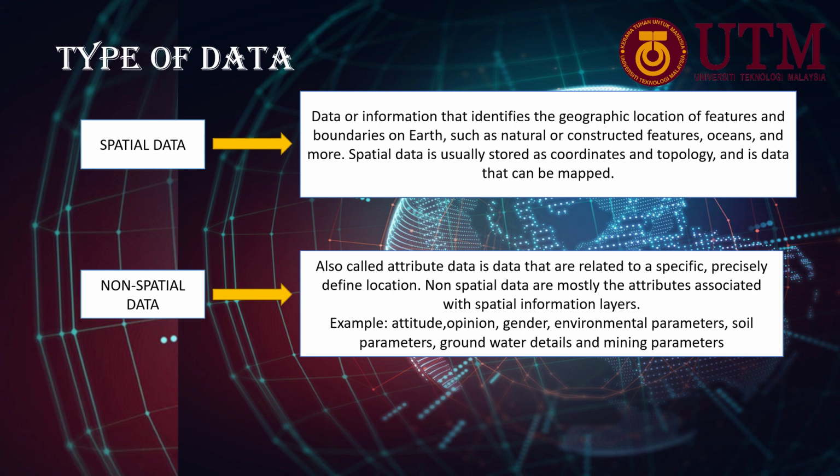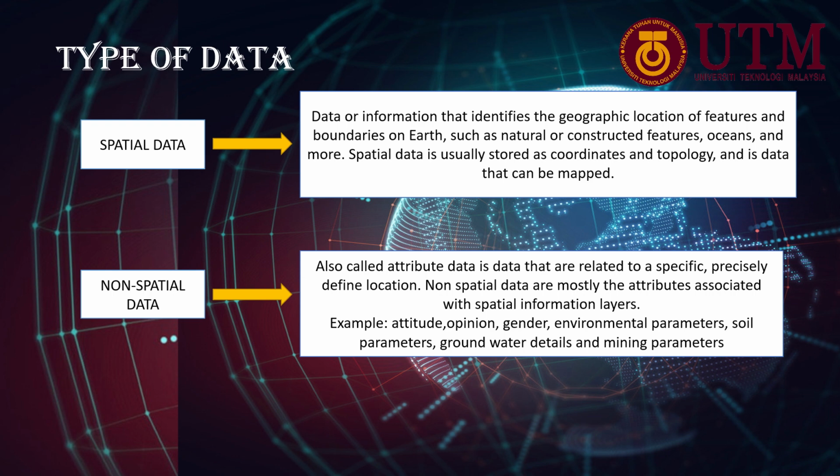Type of data. The types of data that have been used are spatial data and non-spatial data. Spatial data is data or information that identifies the geographic location of features and boundaries on Earth, such as natural or constructed features, ocean, and more. Spatial data is usually stored as coordinates and topology and is also data that can be mapped.